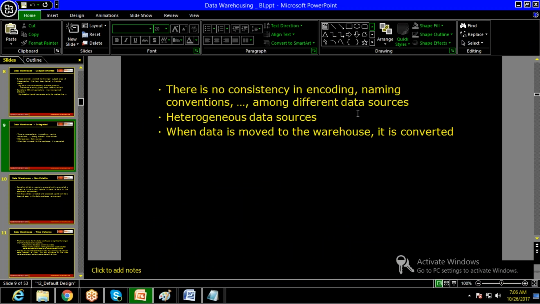When we are moving data from different heterogeneous systems, with different data types, different variants and a variety of databases, we will make it into one single common homogeneous data type when we are loading into the data warehouse.